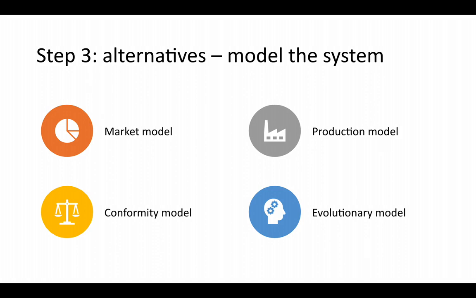The conformity model basically means we take social pressure or peer influence into consideration. If the majority is doing this or that, then you probably think, okay, that's probably a socially acceptable way to do it. And the evolutionary model basically means, if you are going to do this, will this actually help the whole group to evolve?